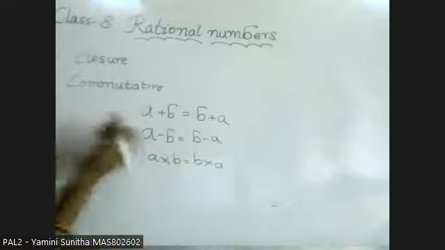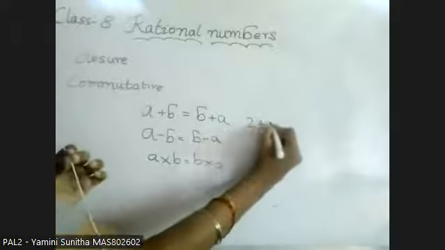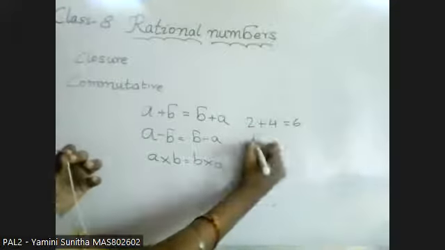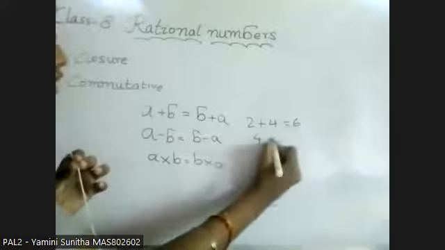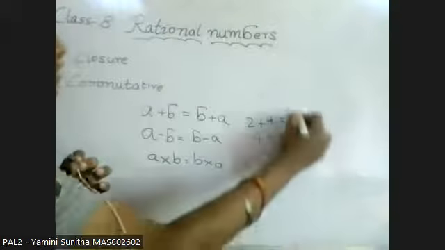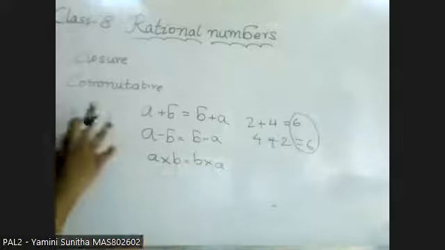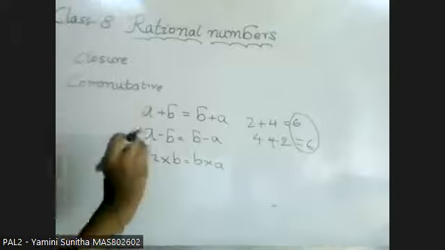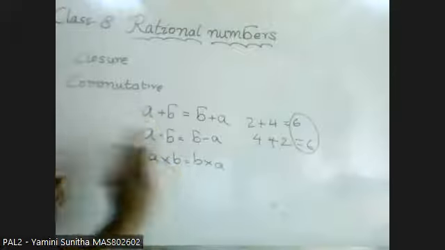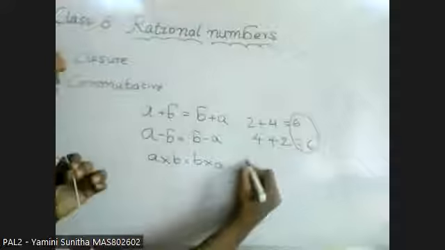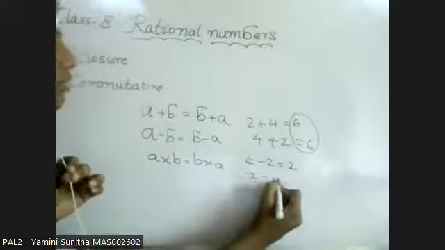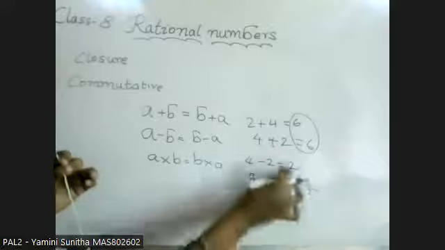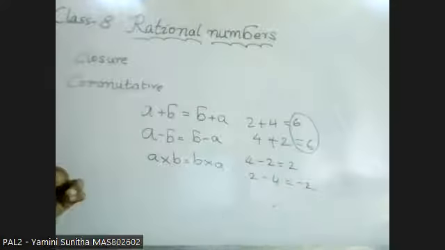So let us take the same example. 2 plus 4 is 6, and 4 plus 2 is also 6, as the result is the same. The commutative property in natural numbers is applicable to addition. But let us take subtraction. 4 minus 2 is 2, but 2 minus 4 is minus 2, which is not the same. So it is not applicable.